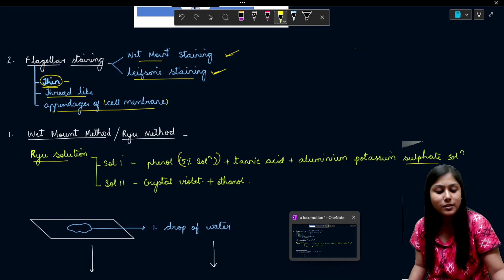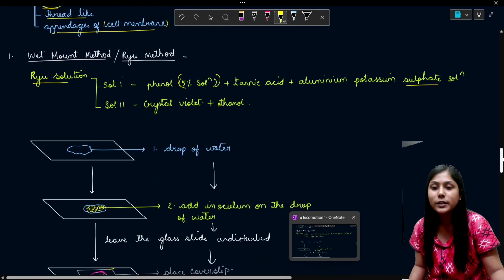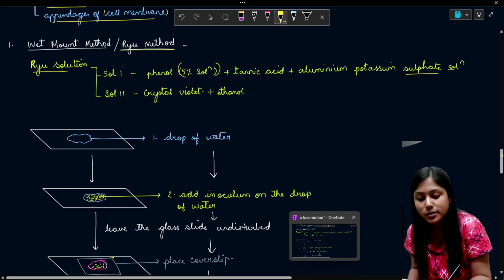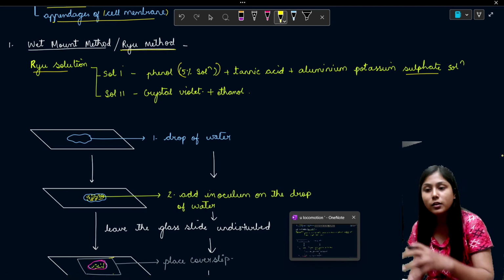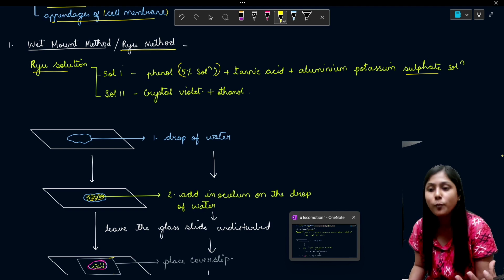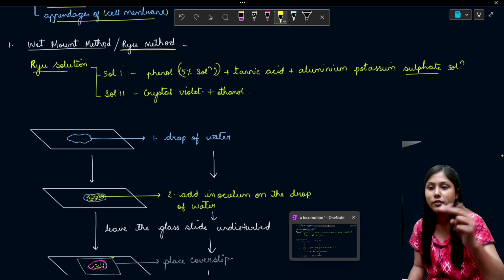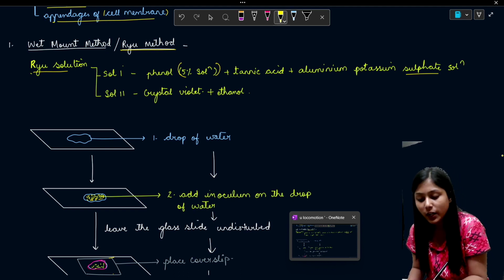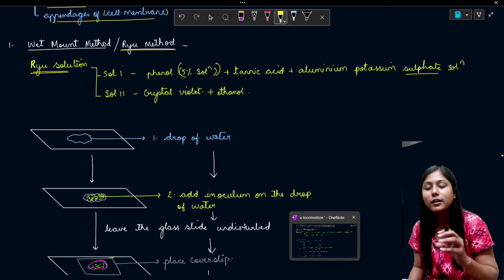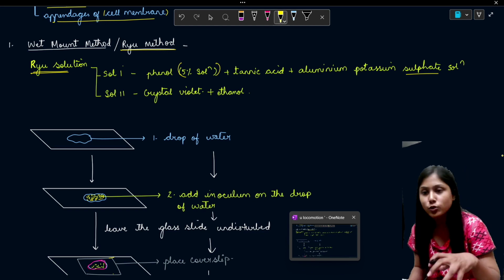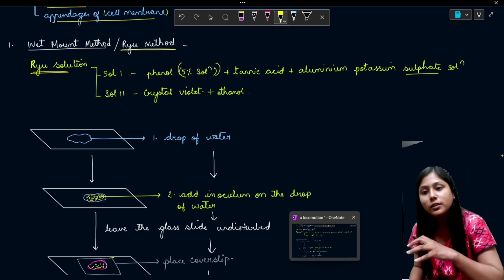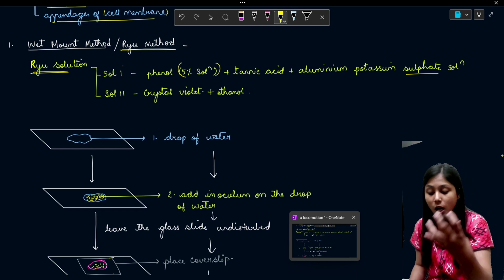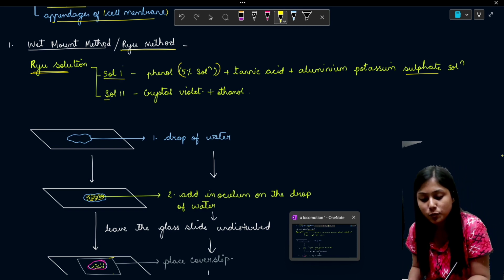First, let us start with the wet mount method and understand what exactly it is. The wet mount method is otherwise also called the Ryu method, because we are using Ryu stain. In this method, we have to make a Ryu solution, which is made up of two different solutions, solution 1 and solution 2.